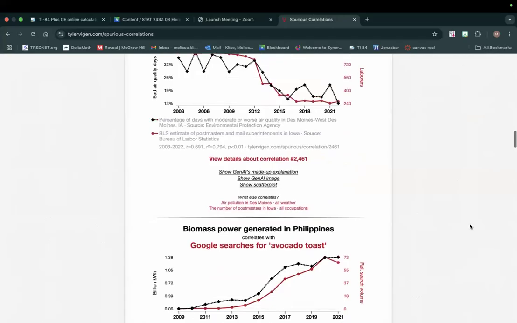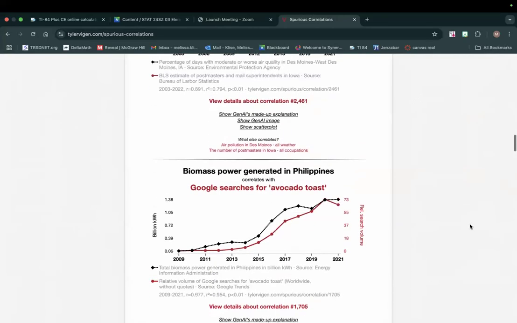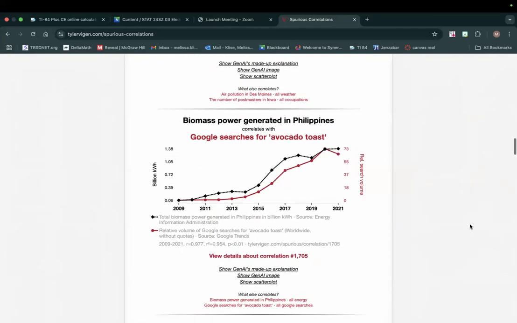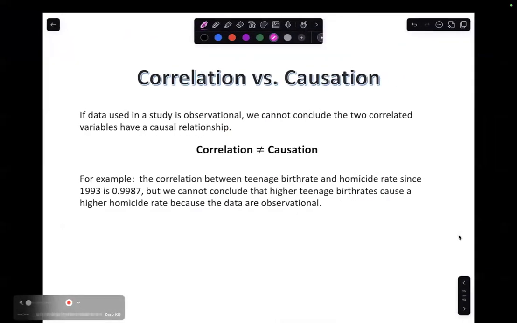There's a ton of them. There's hundreds and hundreds. I like this one though. Biomass power generated in the Philippines correlates with Google searches for avocado toast. 0.977. So see, correlation doesn't equal causation, but it's really fun. So there's hundreds of them. I'll write the website down because you might want to play with them. And there's even a spot on this website where you can make your own. And they're fun.